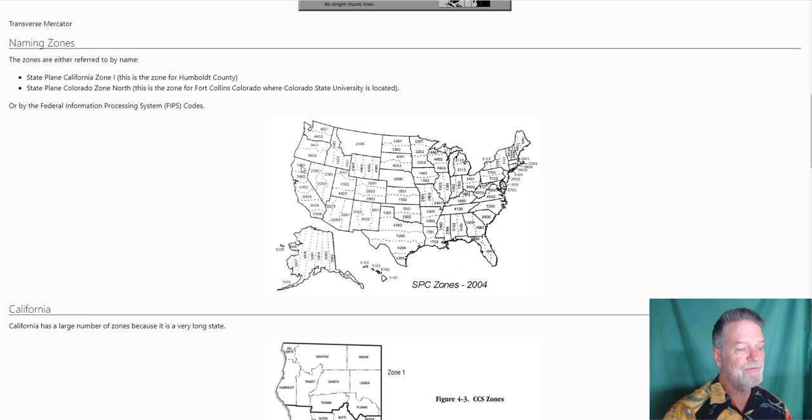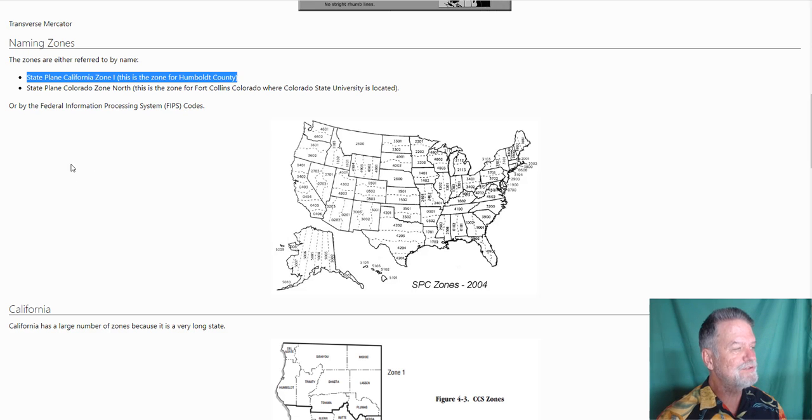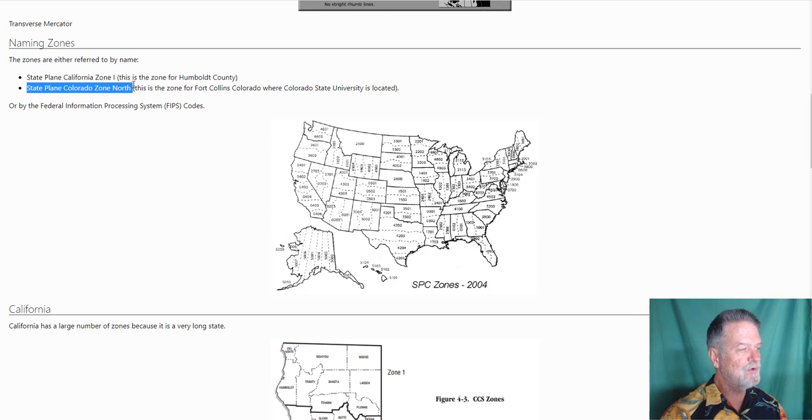And so California has a bunch of zones running north-south. Alaska runs east-west. Same thing in different parts of the country. So different states have different projections within each of these zones. You will hear folks talk about State Plane California Zone 1. That's actually ours in Humboldt County. I used to work in State Plane California Zone North.